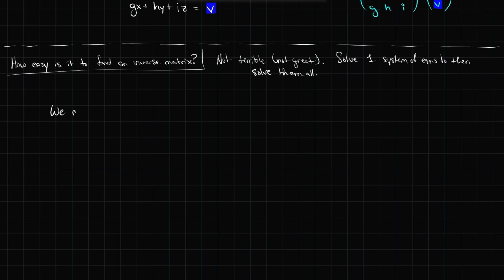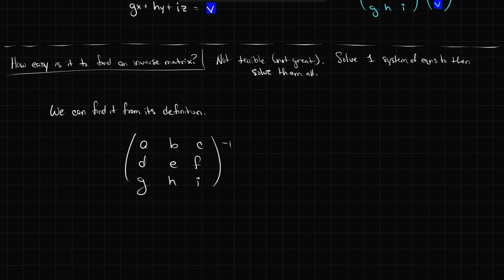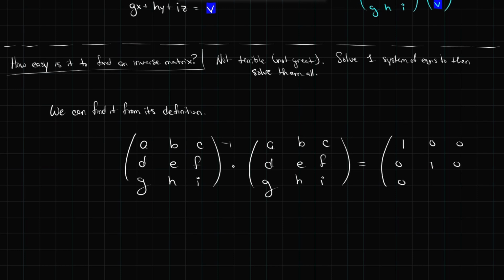So we can do this. We can find it from its definition. So let's recall the definition. If I have the matrix a, b, c, d, e, f, g, h, i, its inverse is defined to be the matrix so that when I multiply by a, b, c, d, e, f, g, h, i, I always recover the identity. So the question is, what should the matrix here be?